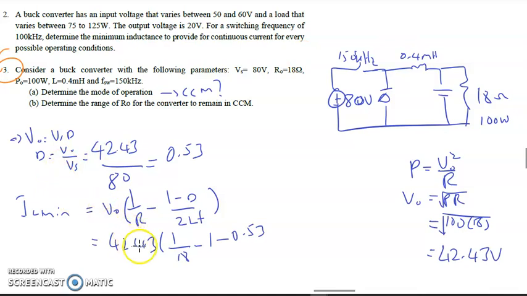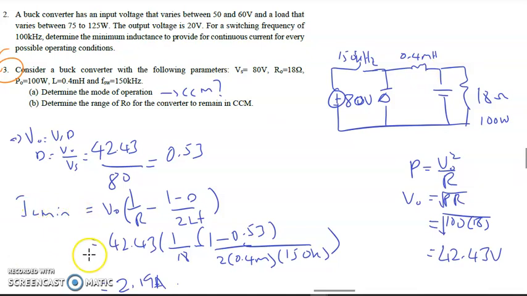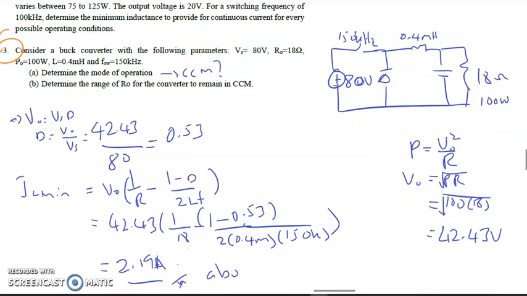So we put in 1 over R, which is 1 over 18, volt 42.43 output, the duty cycle given here, with the amount of inductance value and the switching frequency. So the calculated minimum current at that resistor value is 2.19 ampere. So this is above 0 ampere, so it is for sure that the system is operating in CCM, continuous current mode.